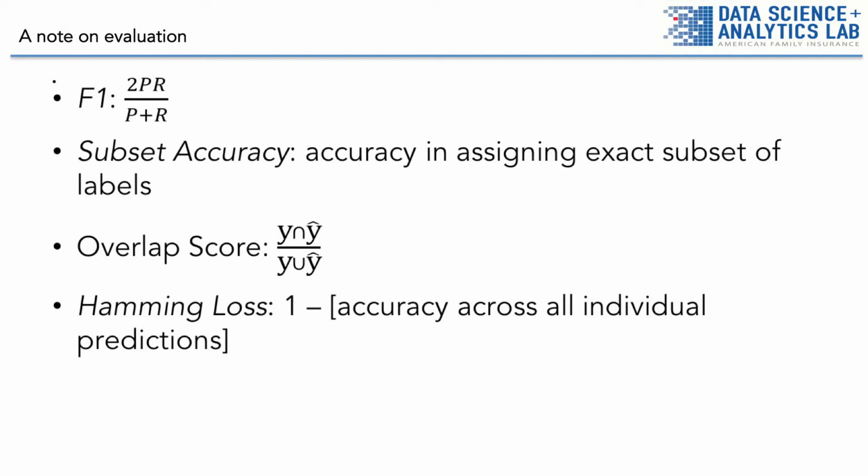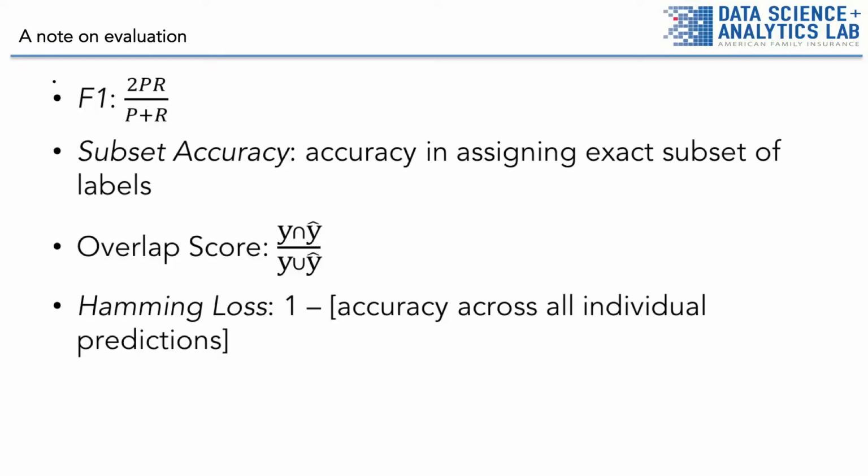Also, multiple evaluation metrics that you might care about. I've been talking about F1, in particular instance F1, which is the harmonic mean of precision and recall. Another important and more stringent evaluation criterion is subset accuracy, which is how often you actually assign exactly the correct subset of the total set of labels to each instance. And that's actually the measure that many of these methods are optimizing for.